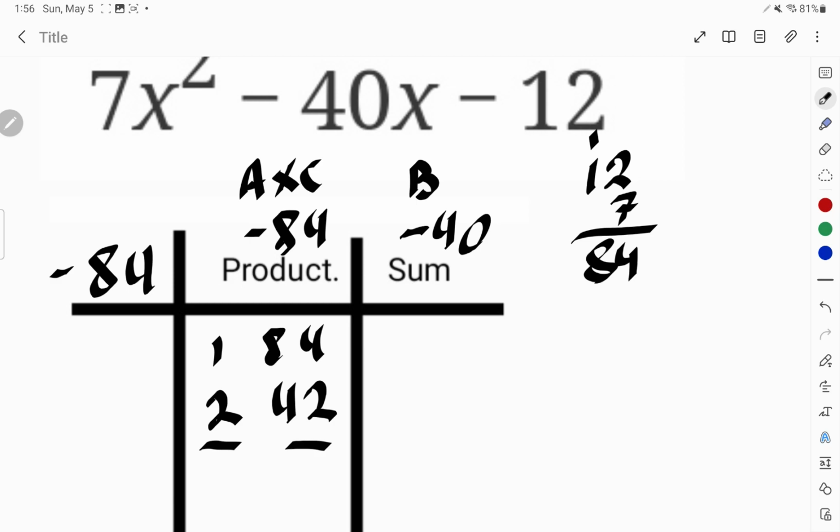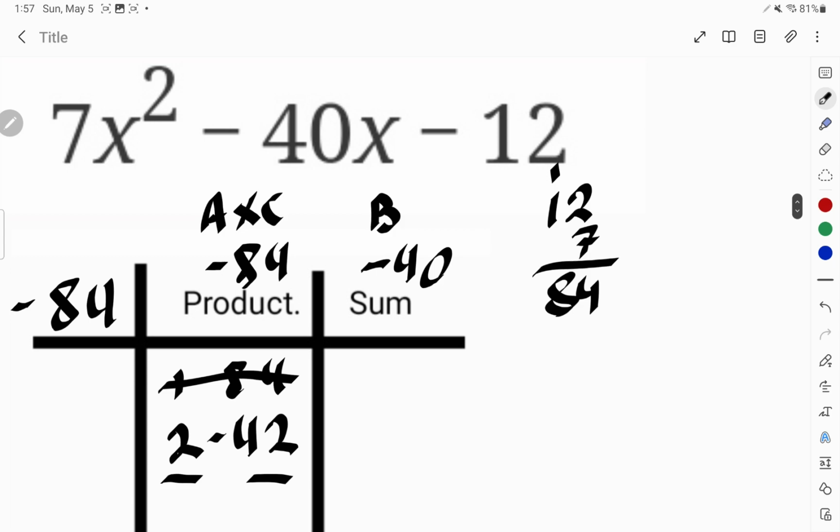Out of the two pairs that I put here, which one can give me a 40? Well, I know 1 and 84 is not going to give me 40. There's just no way. But if you look at 2 and 42, I can get a 40, because 42 minus 2 is positive 40. But in this case, we want a negative 40. So I'm going to make my 42 a negative, and once you do the difference of both of them, it's going to give me a negative 40. And I know for a fact that those two are going to be my two factors.